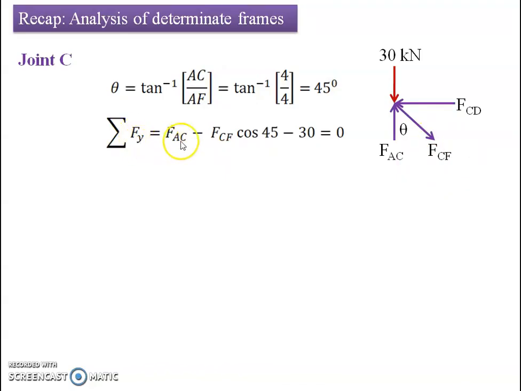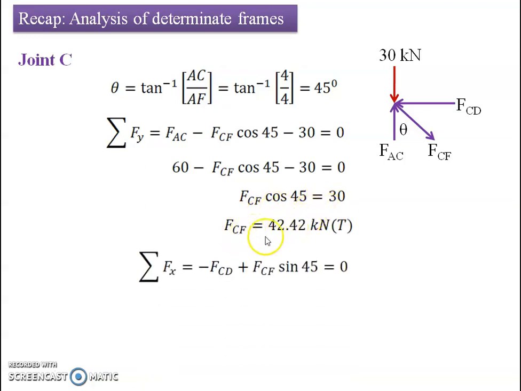So summation of Fy equals Fac minus Fcf cos 45 minus 30, which equals 60 minus Fcf cos 45 minus 30, resulting in Fcf cos 45 equals 30, and the answer is Fcf equals 42.42 kilonewton in tensile nature. The summation of Fx equals minus Fcd plus Fcf sin 45. If I write the equation for the horizontal direction, two forces are there. If I put the individual values, Fcd equals 30 kilonewton in compression.